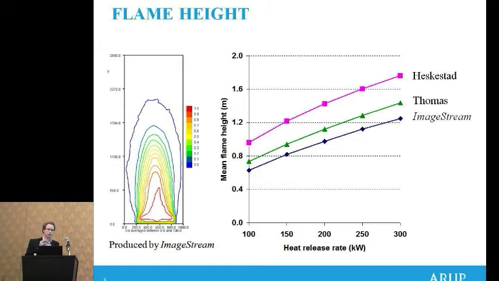When I compare that to the Heskestad and Thomas correlations for flame height, I saw that the ImageStream, or video analysed, flame heights are actually lower than what those two correlations estimated under the same fire conditions. So the same heat release rate, the same diameter, the actual experimental flame height was lower. I find that quite interesting, and I feel there could have been opportunities to explore this in a little bit more detail. However, it was going outside of the scope of my work, so I just left it at that.